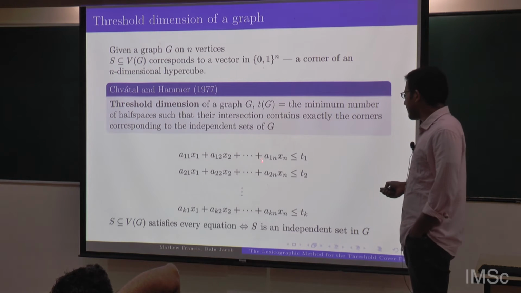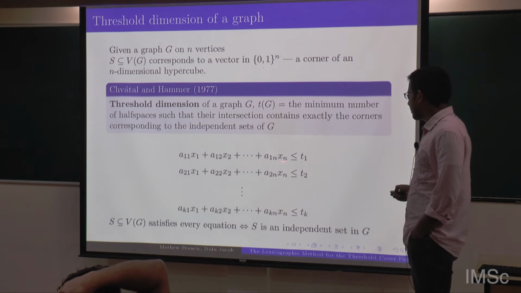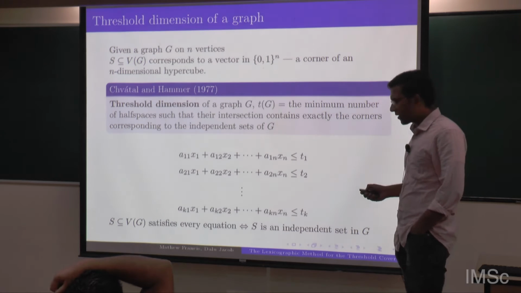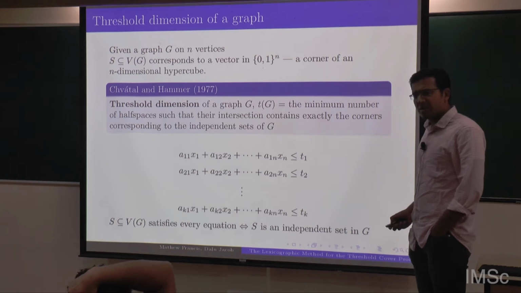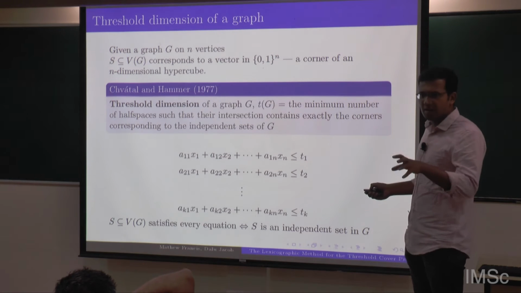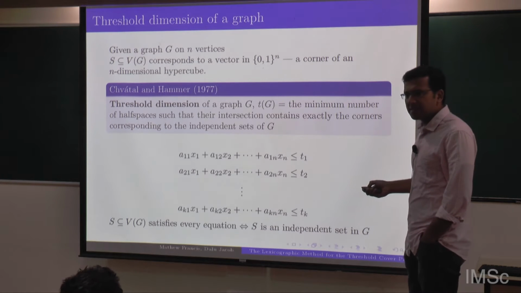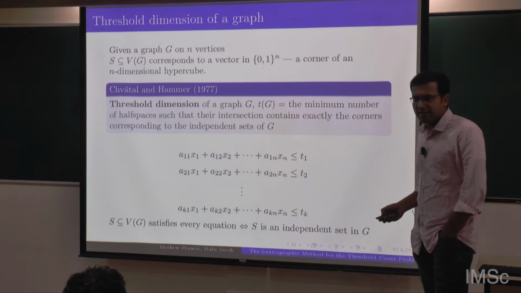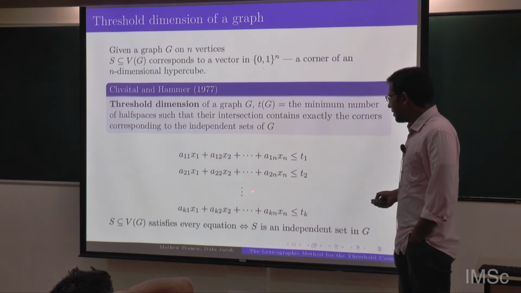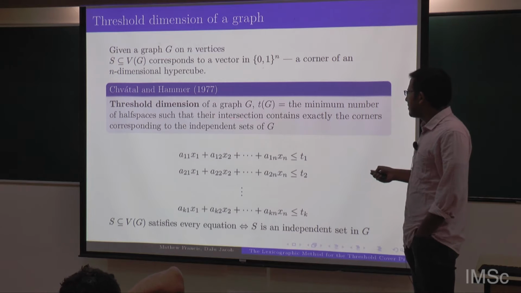Basically, if you write it algebraically, the question is: what is the minimum number of such linear inequalities? Each of these is a linear inequality on n variables, x1 to xn. Each variable corresponds to a vertex of your graph, and each variable takes only values 0 and 1. What you want the set of linear inequalities to satisfy is that if you plug in the characteristic vector x1 to xn of an independent set in your graph, then all the linear inequalities are satisfied. If it is not the characteristic vector of an independent set, then some linear inequality should be violated. So the 0, 1 solutions of the set of linear inequalities are exactly the independent sets of the graph G. Why such inequalities should exist, we'll see. The minimum number of such inequalities is exactly the parameter that Chvátal and Hammer were looking for.